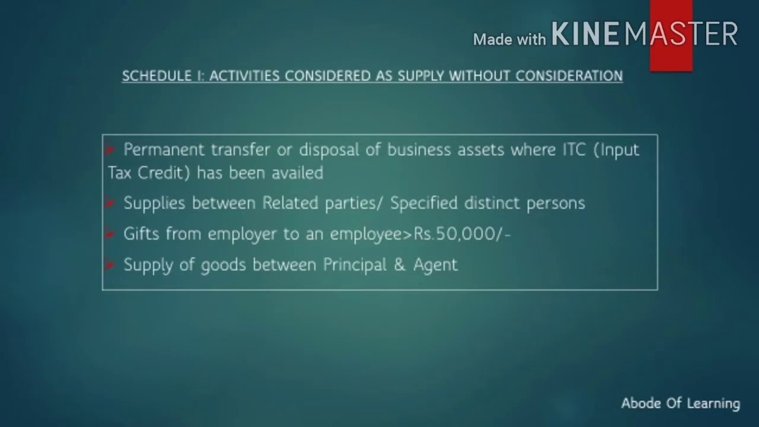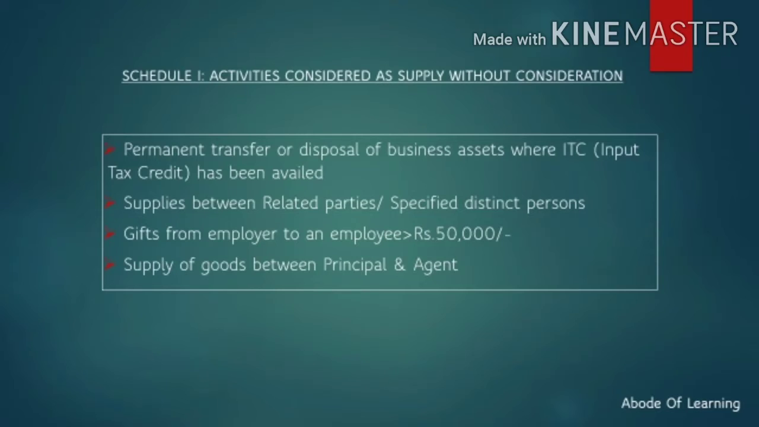So, Schedule 1, activities which are considered as supply without consideration. What are those? Permanent transfer or disposal of business assets where ITC, that is input tax credit, has been availed. Means you are permanently disposing or transferring a business asset or selling off a business asset or just giving it away, where when you purchased that asset you had claimed input tax credit. In that case, it will be considered as a supply.